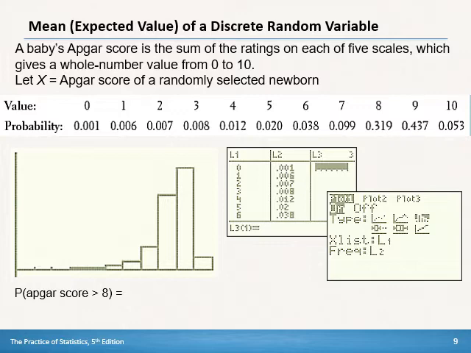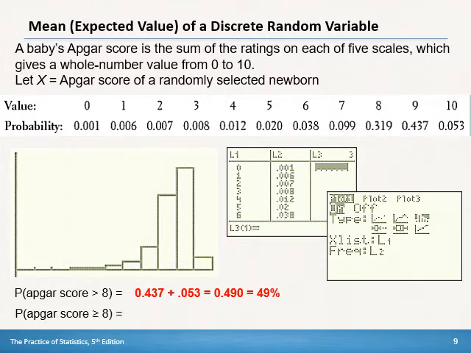All right, so if we randomly select a newborn baby, what would be the probability that the APGAR score for that baby would be greater than 8? Like we were talking about before, the probability of an event is simply adding up the probabilities for all the x values that satisfy that event. In this case, greater than 8 means we add up the probabilities for 9 and 10. That's about 49%. So 49% of babies have an APGAR score of greater than 8.